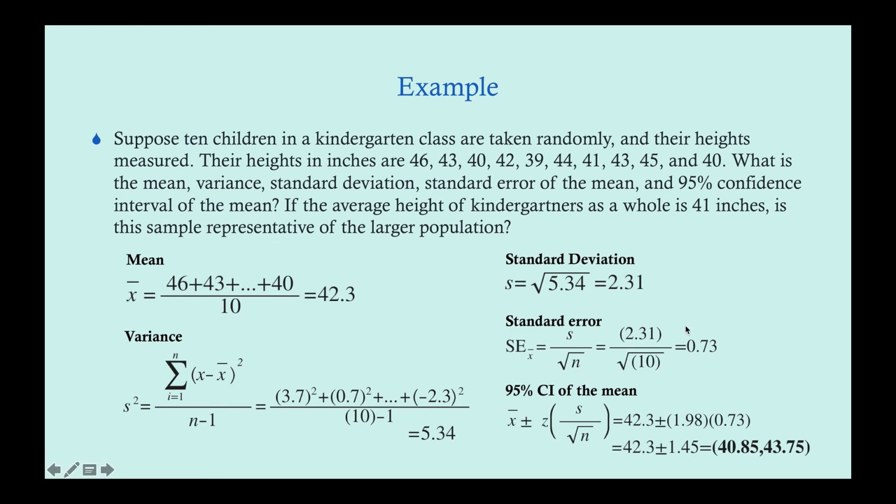So what we do find is that 41 inches does fall within the 95% confidence interval. So this group of children, even though on average they are taller than the general population of kindergartners, are representative of the general population. Okay. Now let's say that the average height of kindergartners was 40 inches. Well, then this would definitely be a statistically significant difference because that falls outside of the 95% confidence interval.